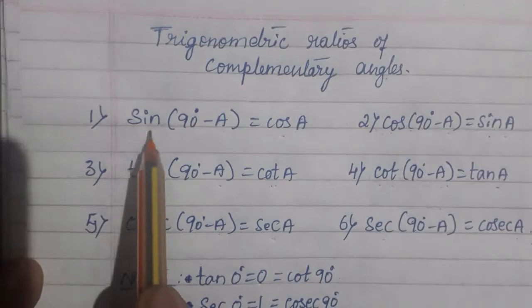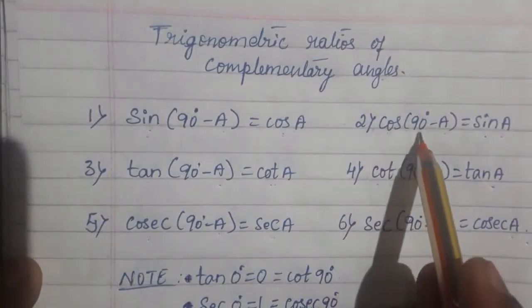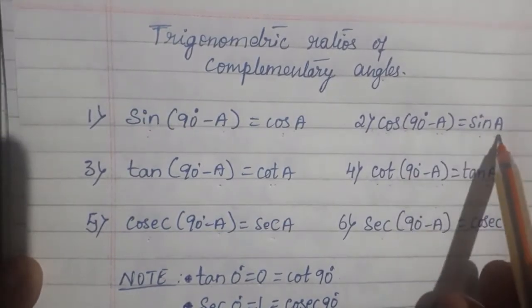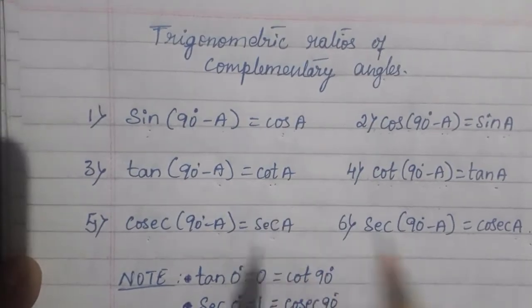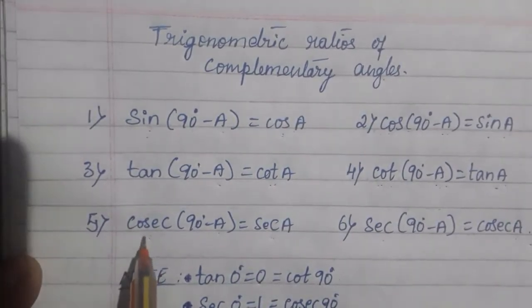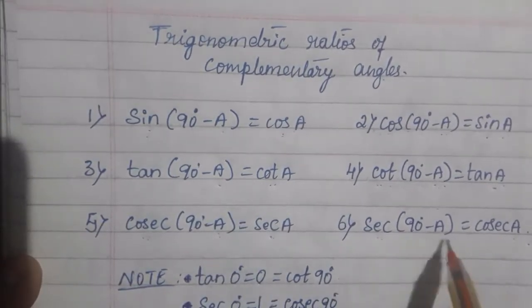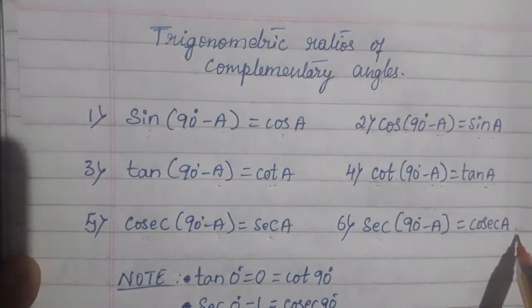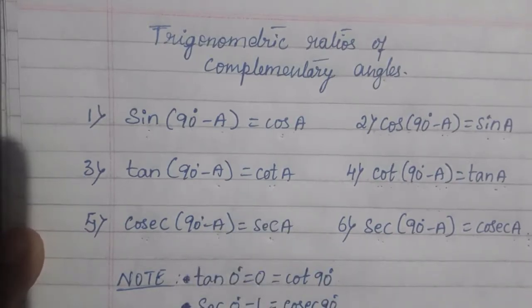Sin 90 minus A is equal to cos A, cos 90 minus A is equal to sin A, tan 90 minus A is equal to cot A, cot 90 minus A is equal to tan A, cosec 90 minus A is equal to secant A, secant 90 minus A is equal to cosecant A. All these 6 relations are important in solving problems; few problems related to this.